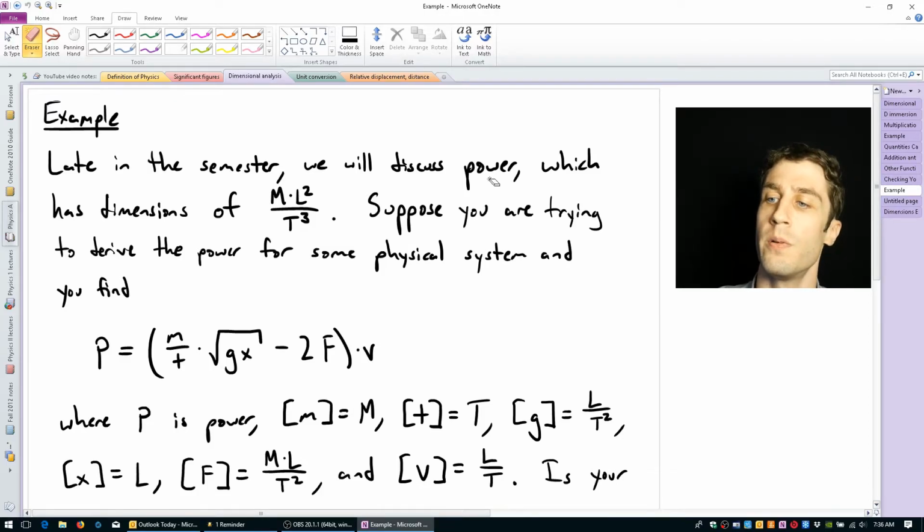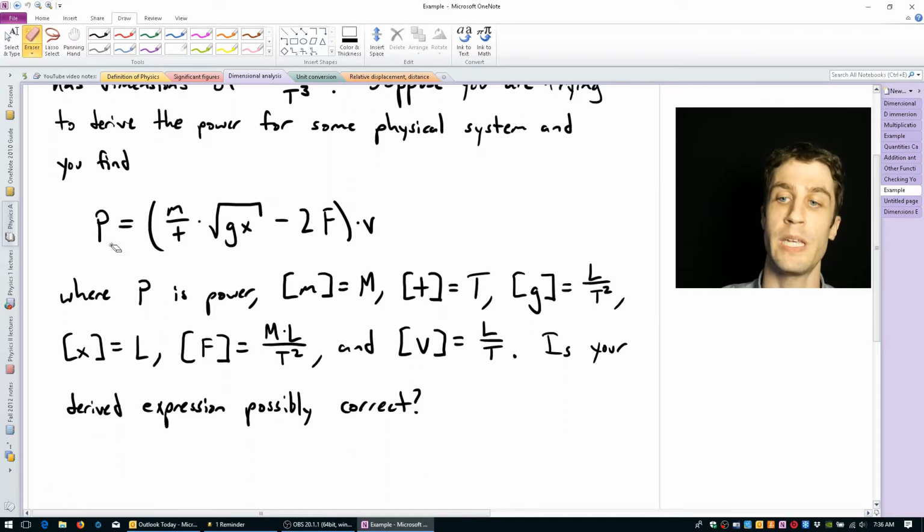So late in the semester, we will discuss power, which has dimensions of mass times length squared divided by time cubed. Suppose you are trying to derive the power for some physical system, and you find capital P is equal to the quantity m over t times the square root of gx minus 2f, times v. This is not an especially difficult or complicated expression. You will deal with expressions that are just this complicated and even more so before the end of the semester.